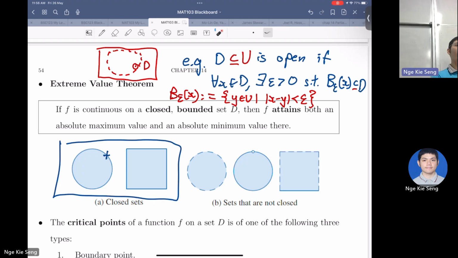So what is open? Open means you are inside the set, you form the ball around you, and the whole ball is within the set. That exists. For every point there exists one, you just need to find one. So if you make the ball small enough, you're still within the set. So you are open. Yeah, question.